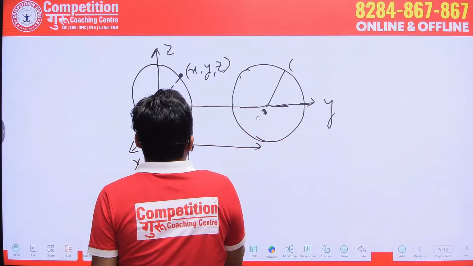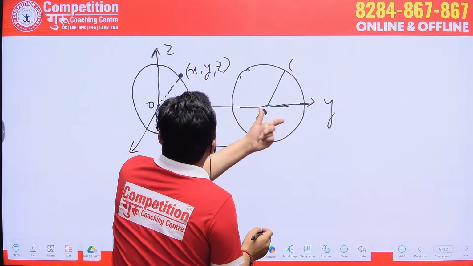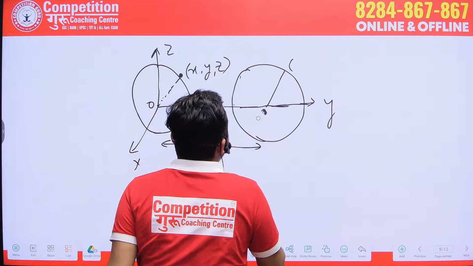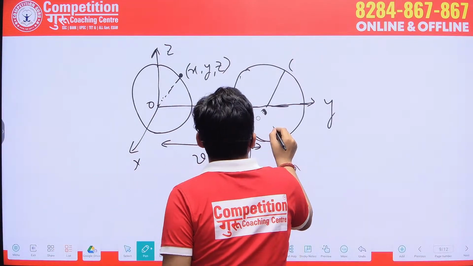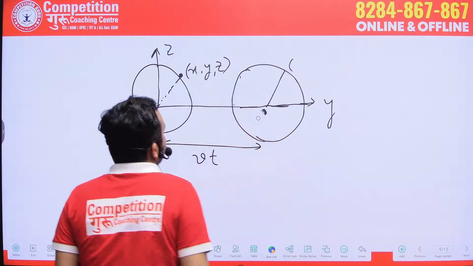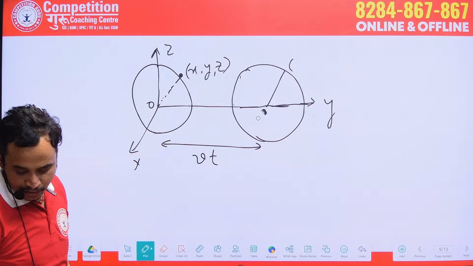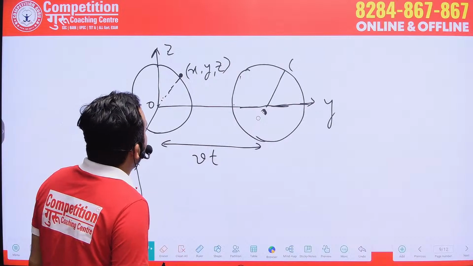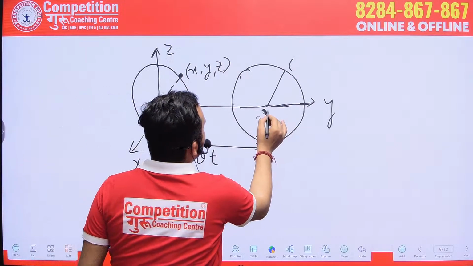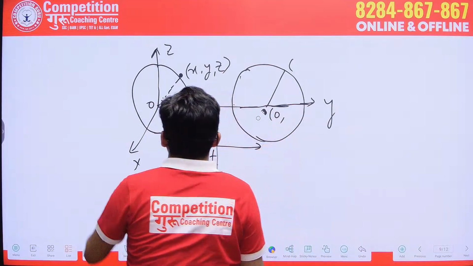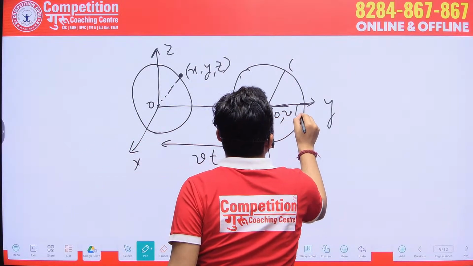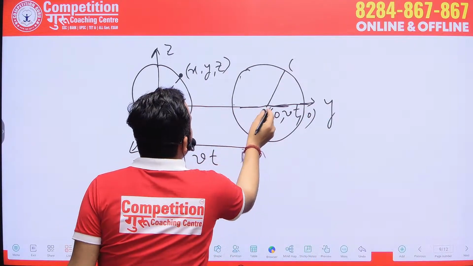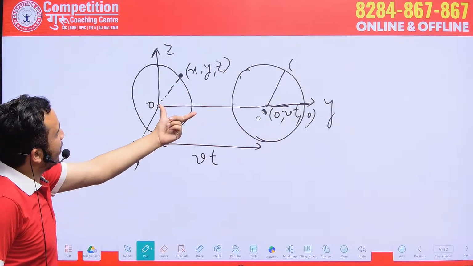If it is moving with velocity v, then this distance will be equal to v into t. So the x coordinate here is 0 at this point. The x coordinate is 0 along this direction, the y coordinate is vt and the z coordinate is 0 at this position.